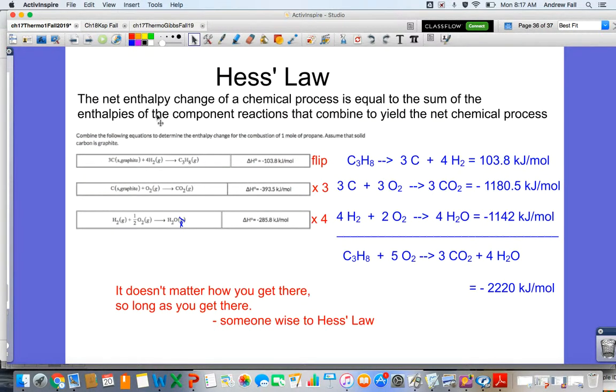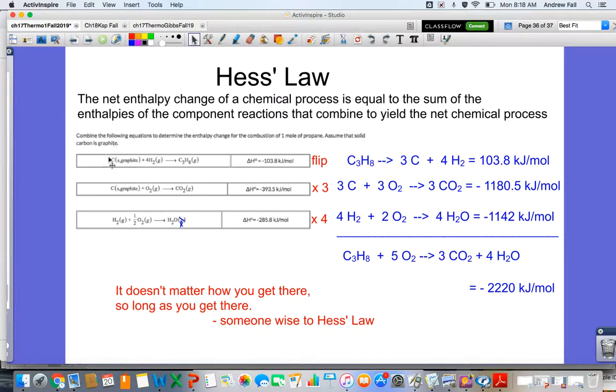And then, like I said, the last slide really just is an extension of Hess's law, which states that the net enthalpy change of a chemical process is equal to the sum of the enthalpies of the component reactions that combine to yield the net chemical process. Basically what that means is, if we can get reactions to add up in a way that the excess stuff that we don't need in the net chemical equation cancels out on each side, and we add up the reactions and they add up to the net reaction, the energy of each of the component pieces is going to add up to give us the overall enthalpy of the reaction.